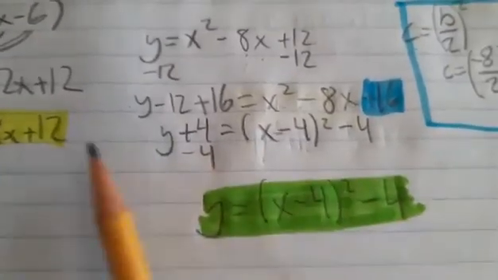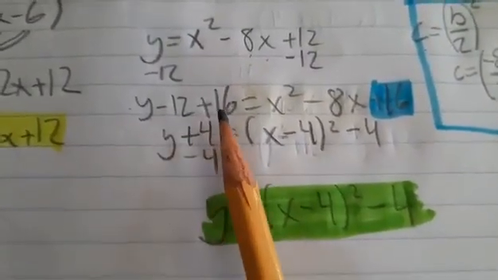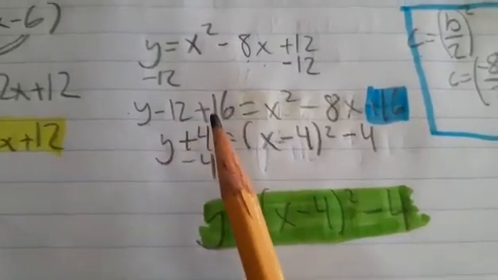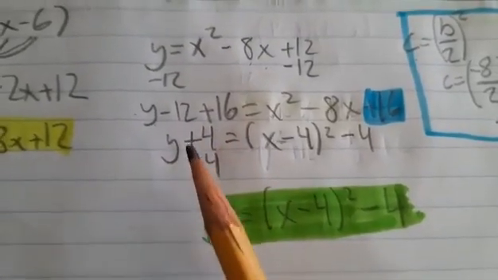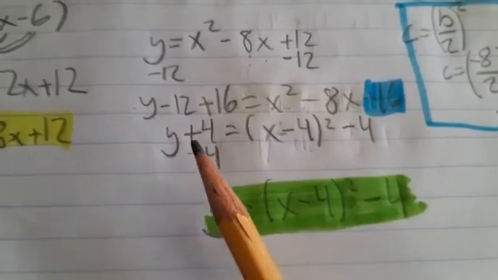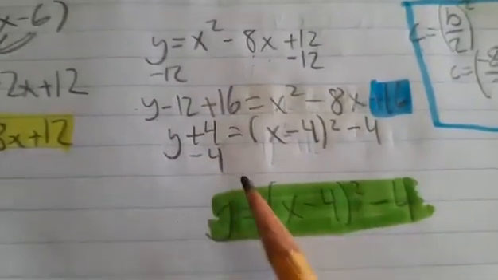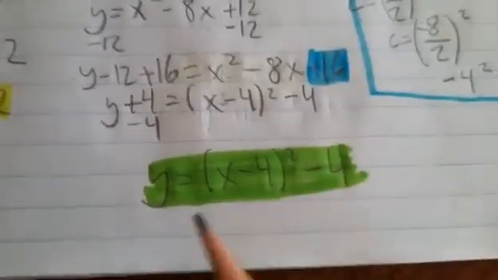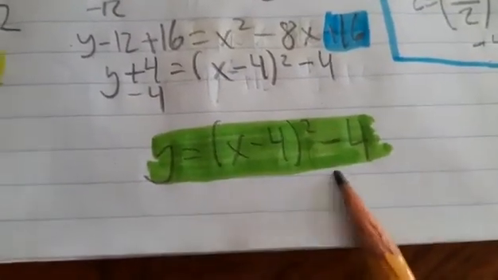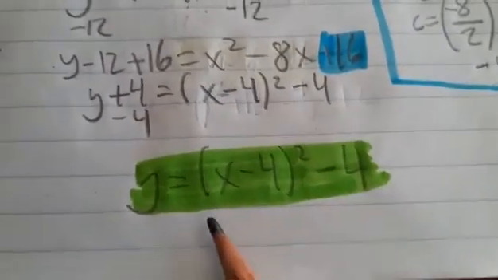And then on this side, y minus 12 plus 16, we're just going to combine these two numbers, so -12 plus 16 will equal +4. And then in order to finally solve this equation, we have to get y by itself, so we're going to subtract 4 from both sides, and we get y equals x minus 4 squared minus 4. And this is our vertex form right here.